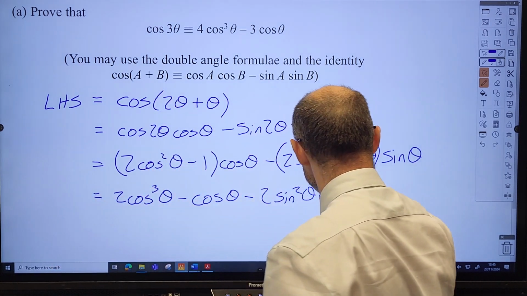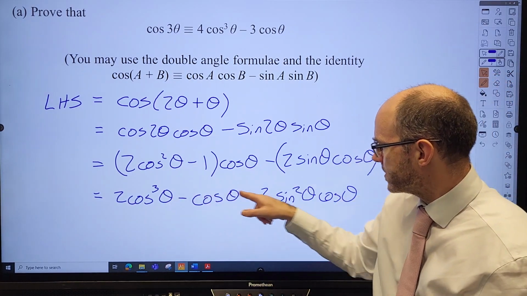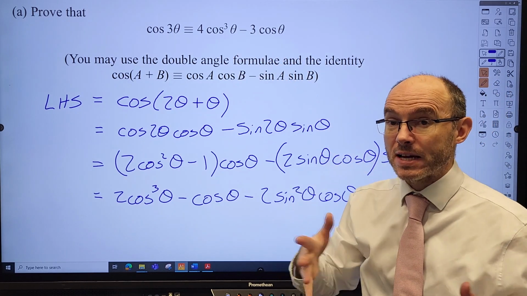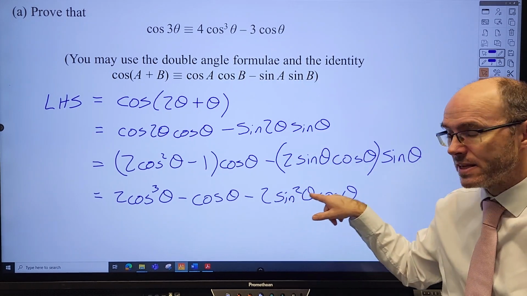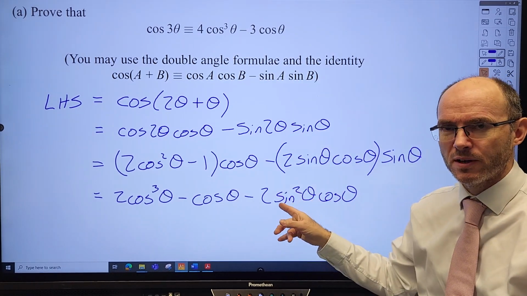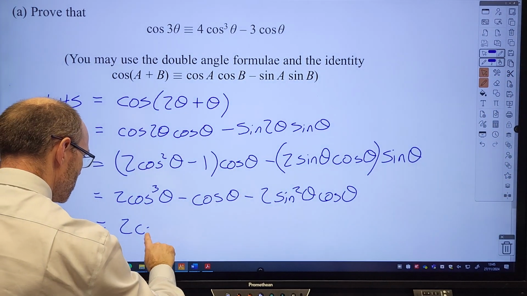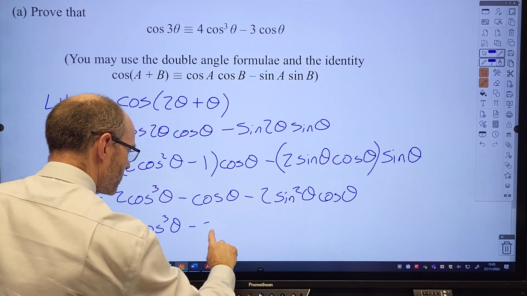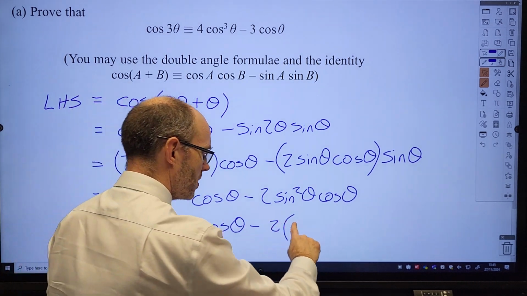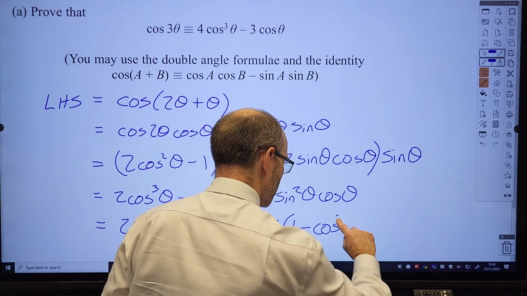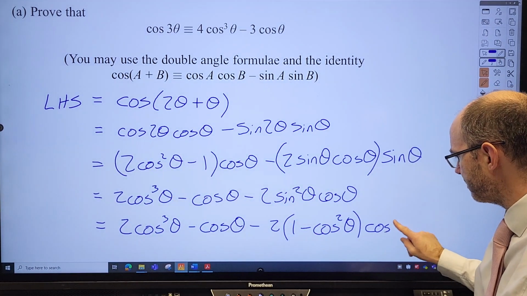cosine theta. Now what do we want? Well, we're nearly there. The good thing is they're all now theta and we just want theta, so that's job done. But now this is in terms of sine and we want it in terms of cosine. So we've got to use the identity to replace sine squared theta with something. And of course that's going to be 1 minus cos squared theta. So here, write that again, 2 cos cubed theta minus cos theta, subtract 2, and then here we go, replace the sine squared theta with 1 minus cos squared theta. Brackets required this time because it's all of that multiplied by 2 and by cosine theta.